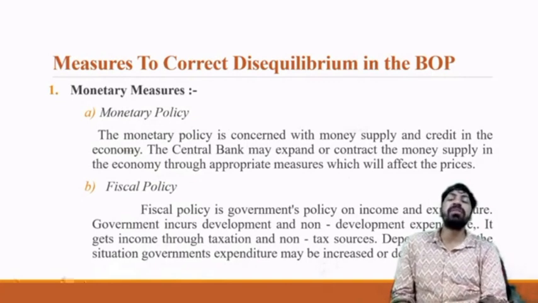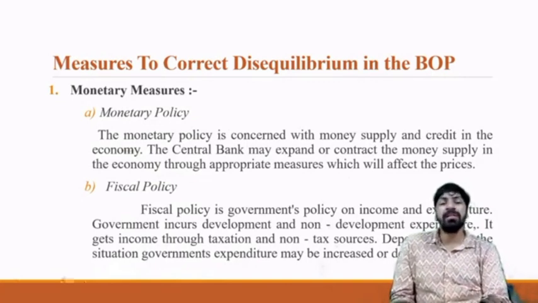Measures to correct disequilibrium in the balance of payment. The first category is the monetary measures. The first is monetary policy.